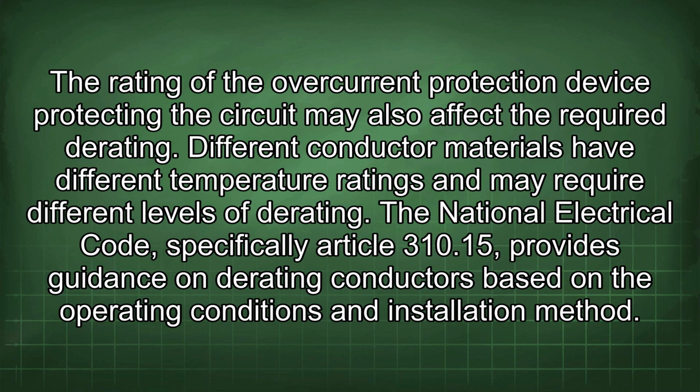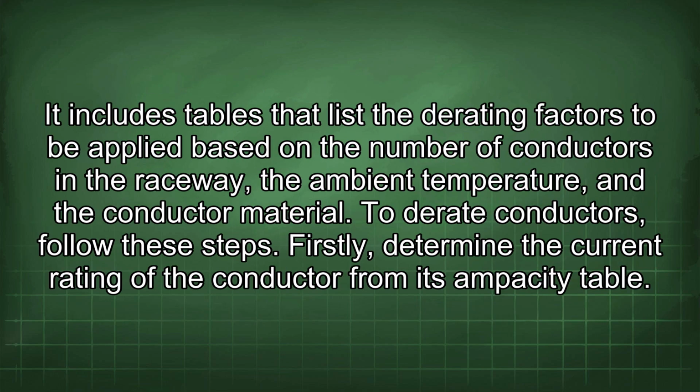The National Electrical Code, specifically Article 310.15, provides guidance on derating conductors based on the operating conditions and installation method. It includes tables that list the derating factors to be applied based on the number of conductors in the raceway, the ambient temperature, and the conductor material.